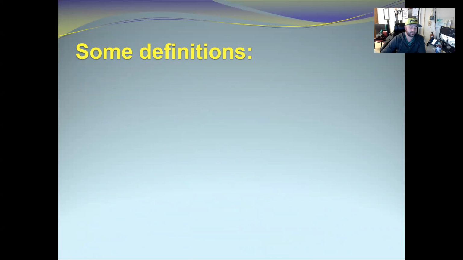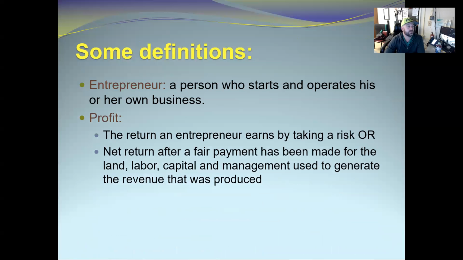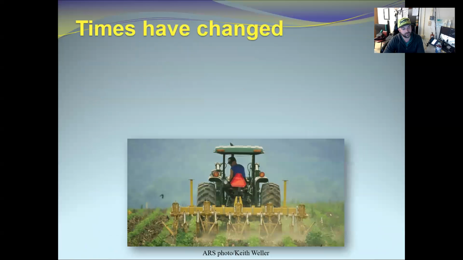Some definitions. An entrepreneur is a person who starts and operates his or her own business. Profit is the return an entrepreneur earns by taking a risk, or the net return after a fair payment has been made for the land, labor, capital, and management used to generate the revenue that was produced. Risk is the chance of a loss of energy or injury.